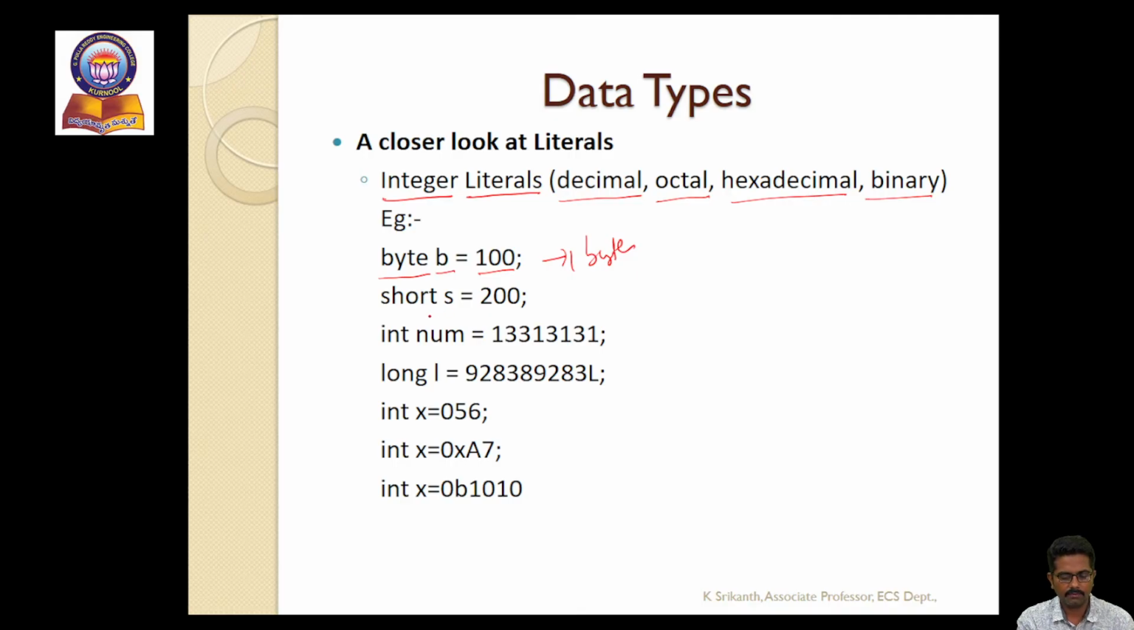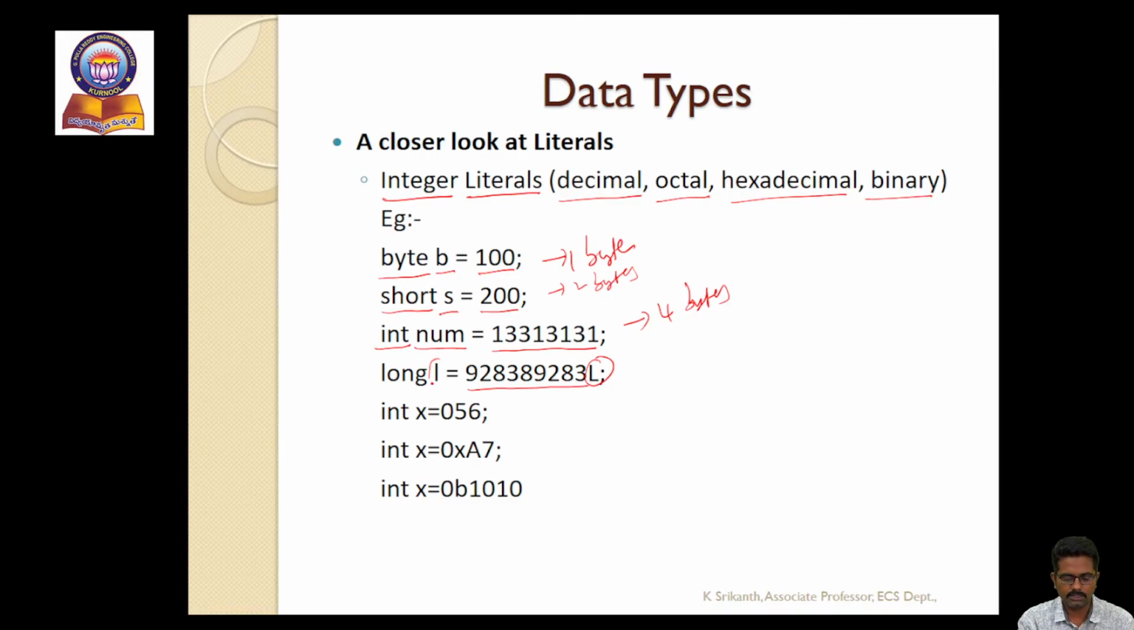We have one more example. The primitive data type is short, the variable is s, and the value is 200. No issues, we can store 200 in a variable called s, which is of type short, which needs 2 bytes of memory. One more example, where the value is 133133131, stored in a variable called num, which is of type int, which needs 4 bytes of space, that is 32 bits. Here you can see a value which ends with capital L, which means that it is a long integer.